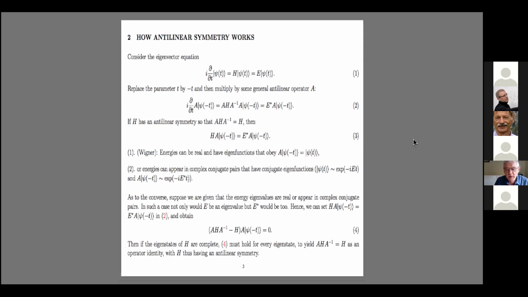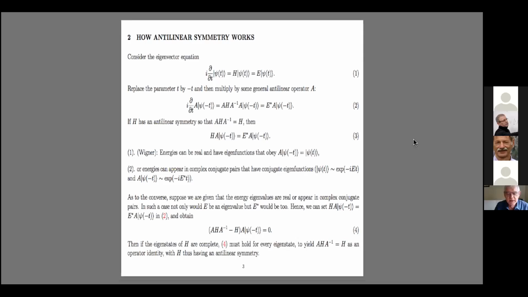Now, suppose the converse. Suppose we're told that the energies are real or in complex pairs. Then not only would E be an eigenvalue, E star would be too. Hence, we can say H A is E star A, and we obtain (A H A to the minus 1 minus H) A psi of minus t is 0, which means if the states are complete, then A H A to the minus 1 equals H is an operator identity, and then H has an antilinear symmetry. And that's why antilinearity is both necessary and sufficient.